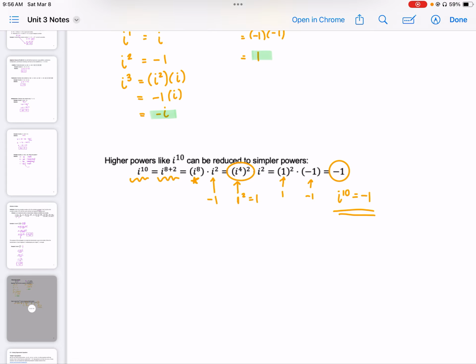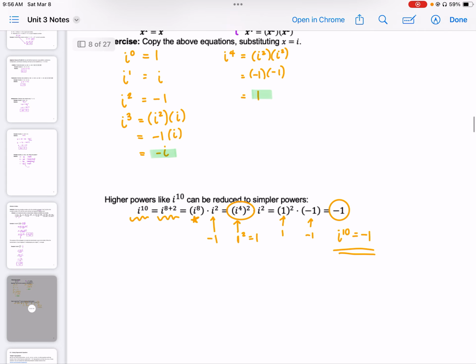That covers it on the introduction to complex numbers. If you have any questions, please let me know.